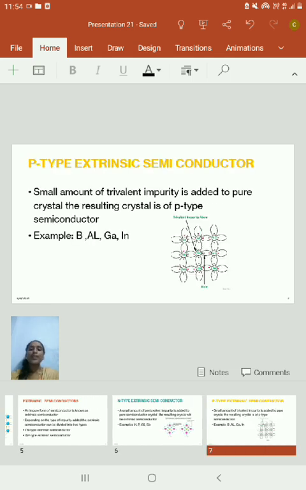And P-type extrinsic semiconductors. A small amount of trivalent impurity is added to a pure crystal, then the resulting crystal is a P-type semiconductor. Examples of P-type impurities are boron, aluminium, gallium, and indium.